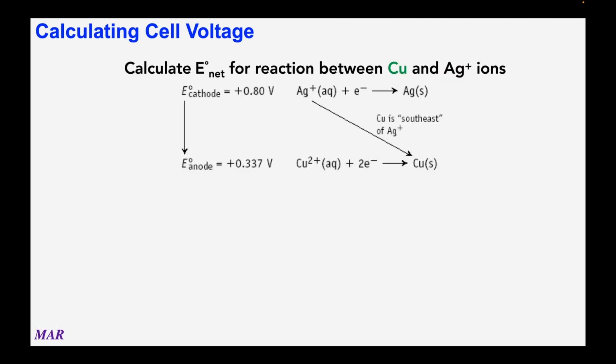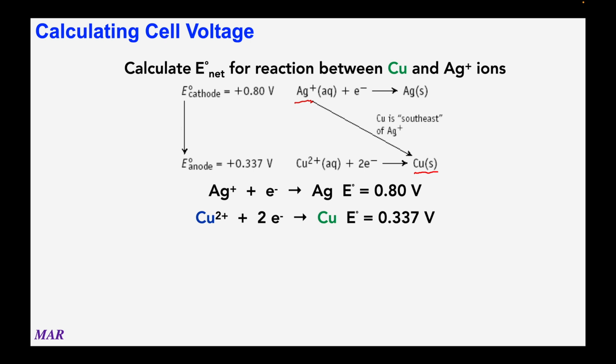If we wanted to calculate the E cell value, or E net, for the reaction between copper metal and silver plus, you can see first of all that copper metal is in the lower right, the southeast, and silver plus is in the northwest, the upper left. So we should end up with a positive value, but what is the value exactly?